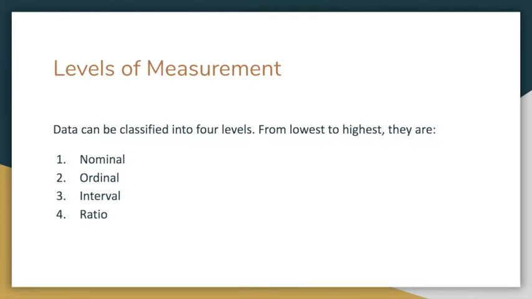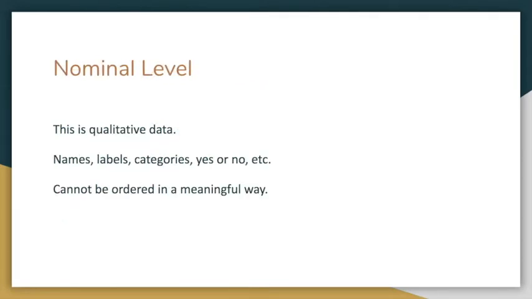These are just classifying data into different levels that tell us how informative the data is. We say from lowest to highest level of information: nominal tells us the least amount of things, and then ordinal gives us a little more, interval a little more, and finally ratio. So I have one slide for each of these categories so that we can hopefully fully understand what's going on here.